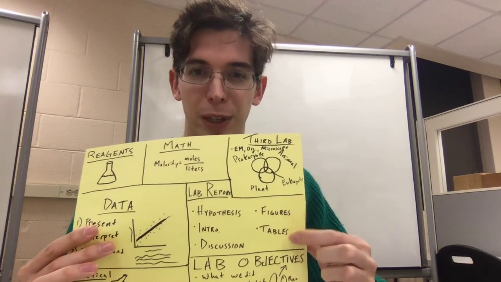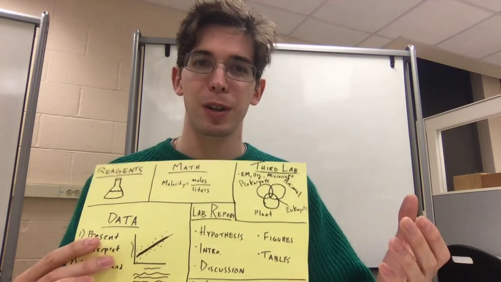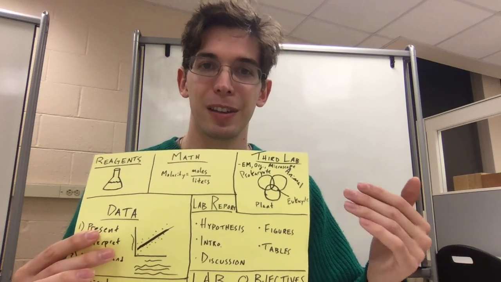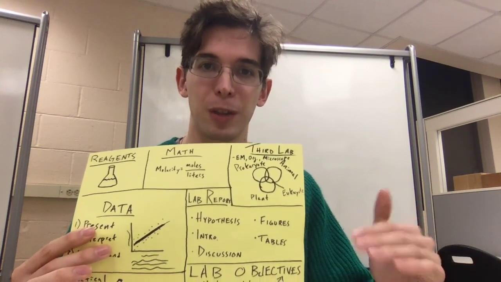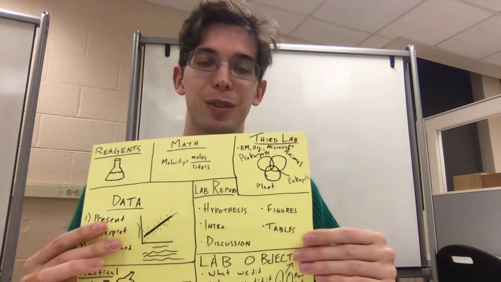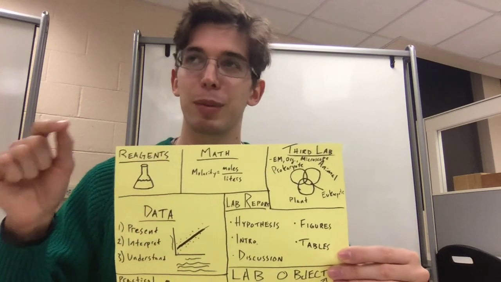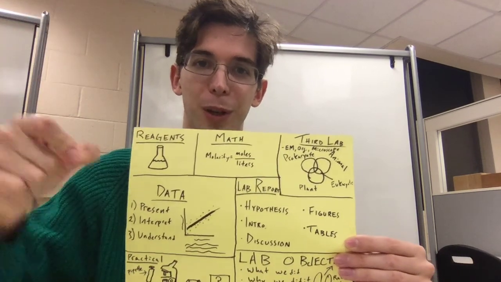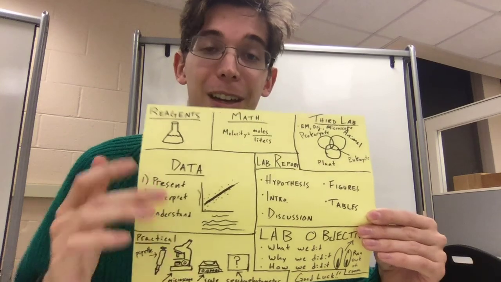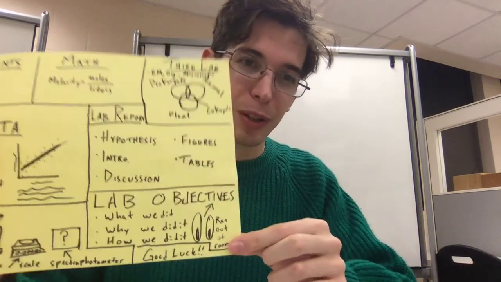And then the only thing I'll say about figures and tables is remember where the legends go. A figure legend goes below the figure. A table legend goes above the table. Hopefully that makes sense. All right, and then practical questions.